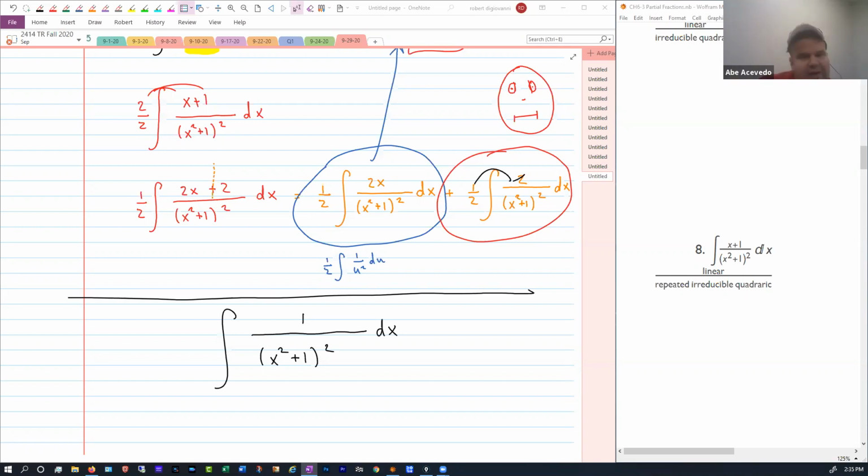Can this be treated as the integral of u to the -2 and basically have 2 natural log of u plus c? No, because your u is quadratic. So du would be 2x and you don't have 2x anywhere. That's what the blue integral up above it was, the integral on the left here, because we had the 2x up there. We made that 2x appear.